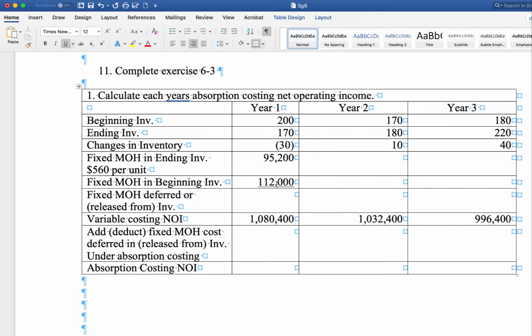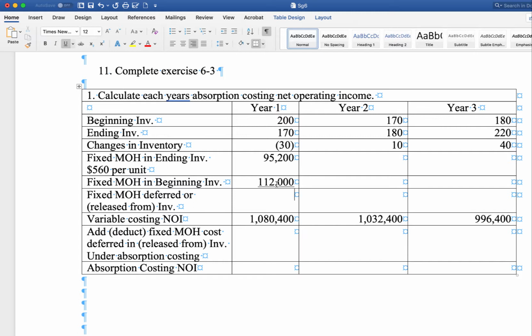Our inventories are decreasing. So as our inventories decrease, that means that fixed manufacturing overhead is going to be released from inventory. Okay, it's going to be released from inventory. There's going to be more expense. Because there's going to be more of an expense, there's going to be, or should be, less income.